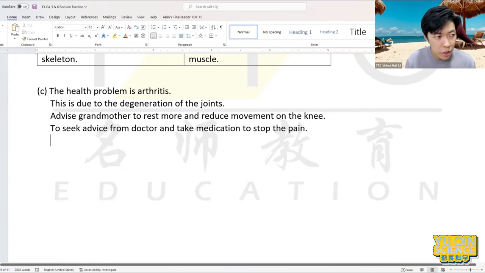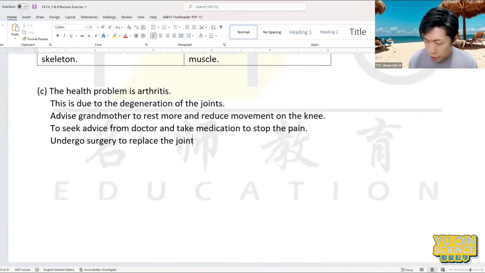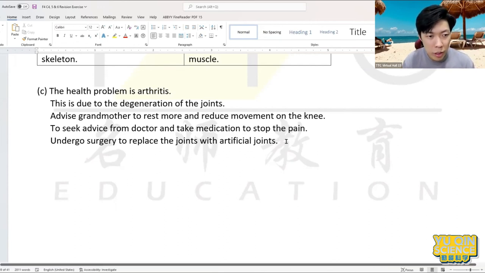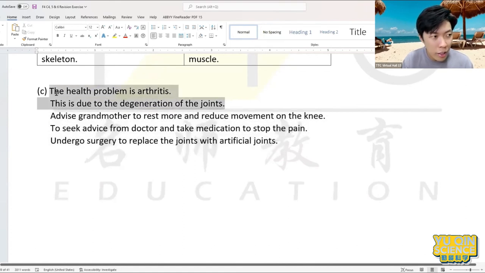These are more logical suggestions, but don't go too crazy. The last suggestion you can give to old people is knee surgery. It's not so suitable for old people because the risk is higher, but nonetheless it is possible. So, undergo surgery to replace the joints with artificial joints made of plastic and metal, as you've seen before. Some people replace the whole knee with metal. So there you go, these are the 3 marks for advice.